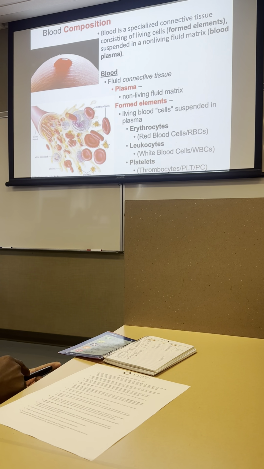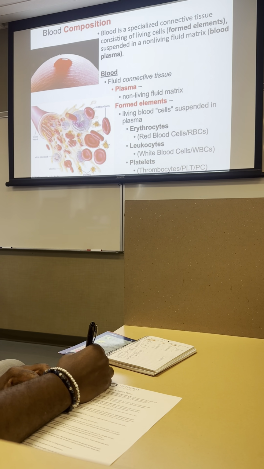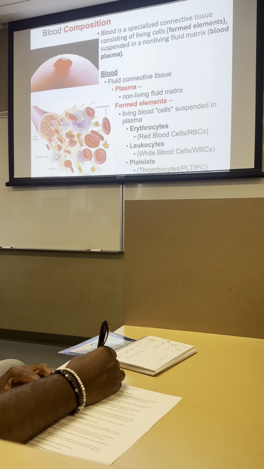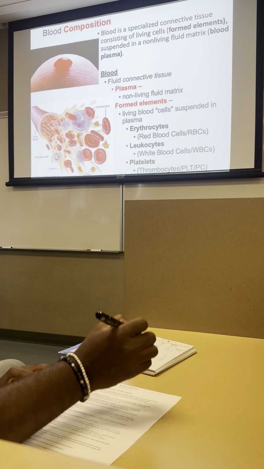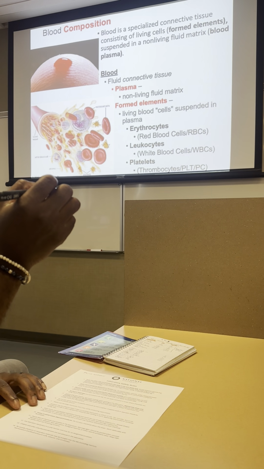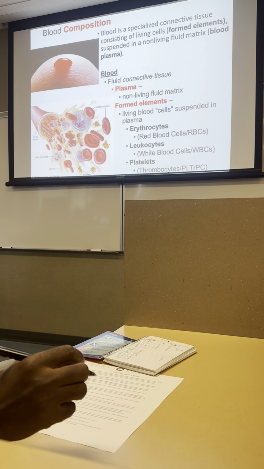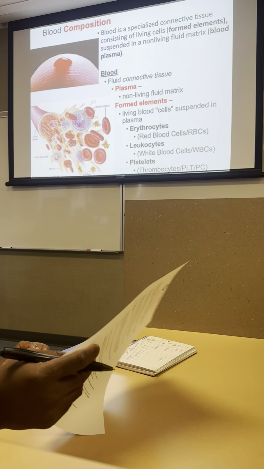So what is the plasma? Non-living fluid matrix. So what does that mean? It's all the non-living glue, if you will, that the blood is comprised of. And the living aspect of it is what? Cells. So what cells are found in blood? Non-living fluid matrix is plasma. What about the formed elements? The cells, the living stuff. What cells do we have?